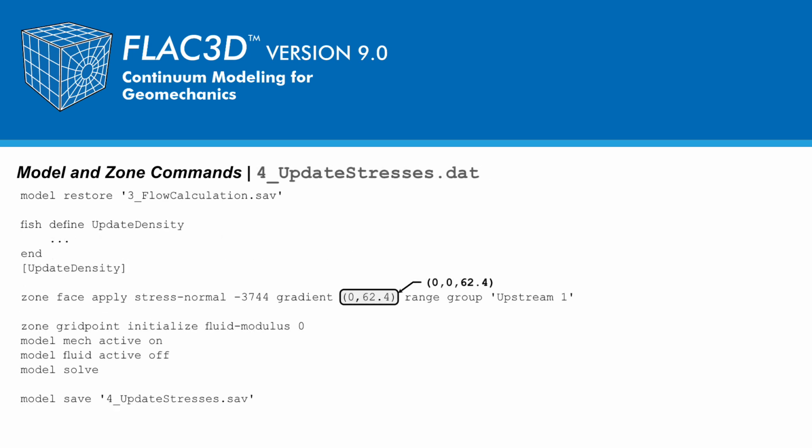The last data file, 4_updatestresses.dat, requires only one change for use in FLAC3D, reassignment of the surcharge due to the pore water pressure, with the surcharge on the embankment changing with z, not y. That is now gradient 0, 0, minus 62.4.